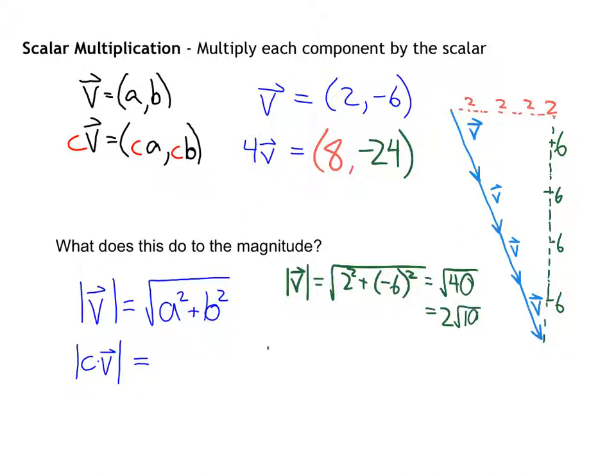However, what if I did the magnitude of 4v? Well, the magnitude of 4v has components 8, so 8 squared plus a negative 24 squared. Well, 8 squared is 64. 24 squared is 576. If I add those two together, I get 640.